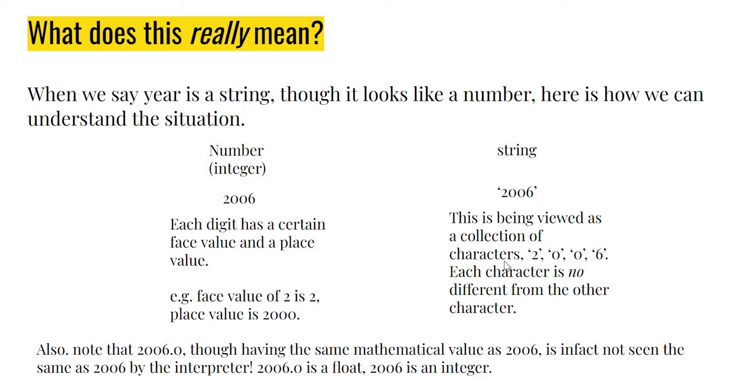So it's looking at it as 2, 0, 0, 6. There's no special value attached to 2 or 6 because it's just characters stitched together. That's a string. In fact, on that note, you would have realized that 2006.0, even though having the same mathematical value as 2006, is not seen the same as 2006 by the interpreter, because 2006.0 is a float and 2006 is an integer.